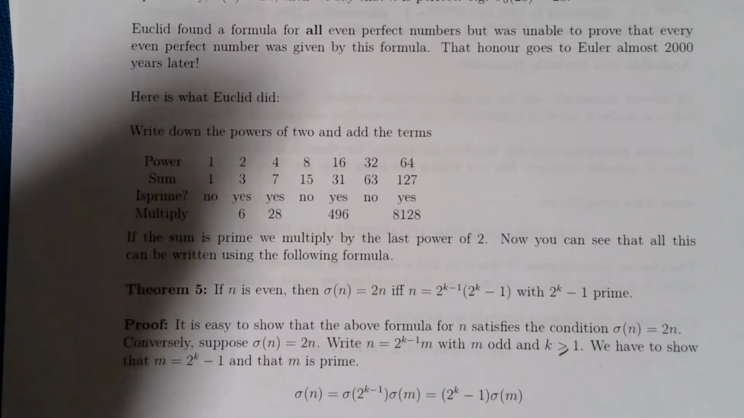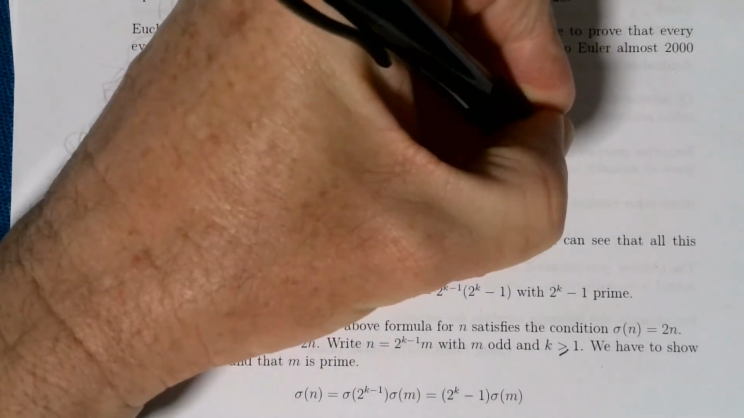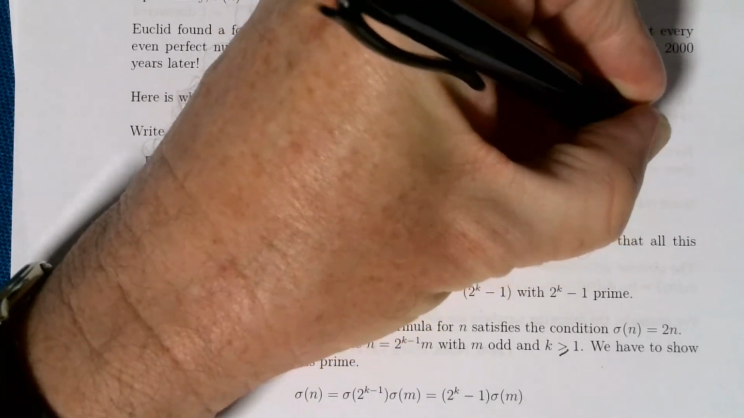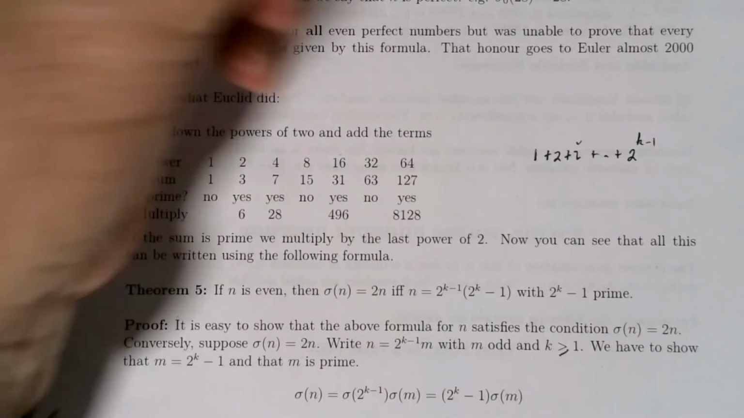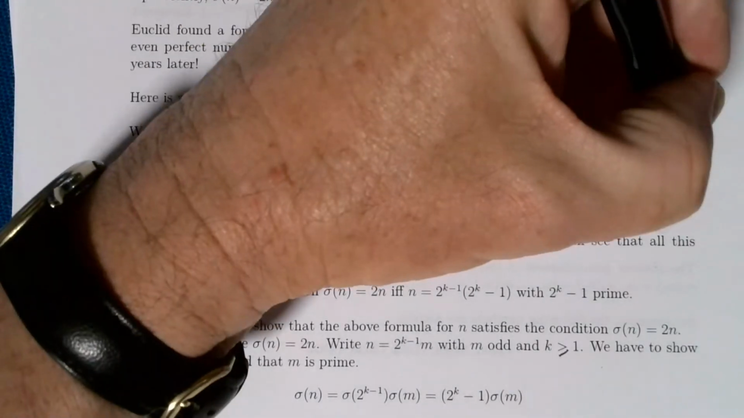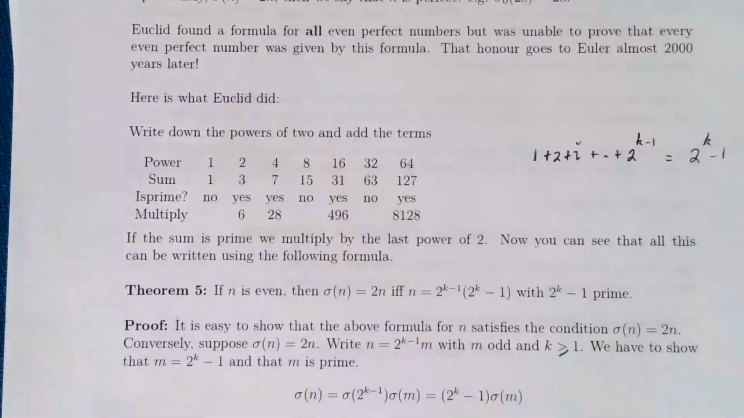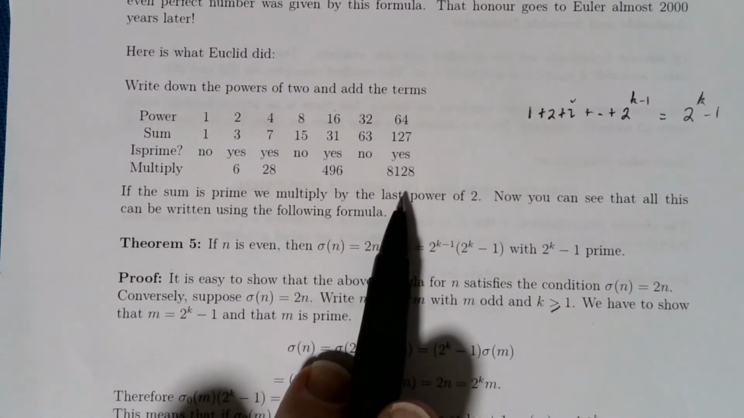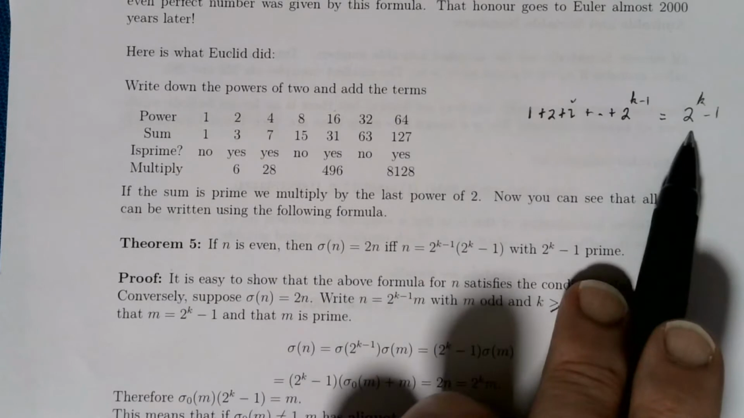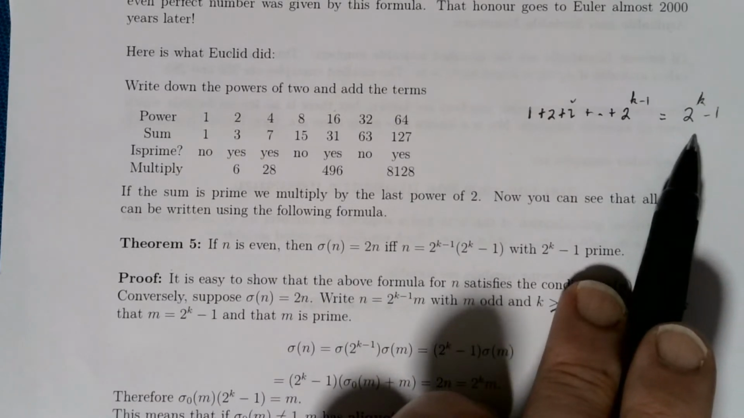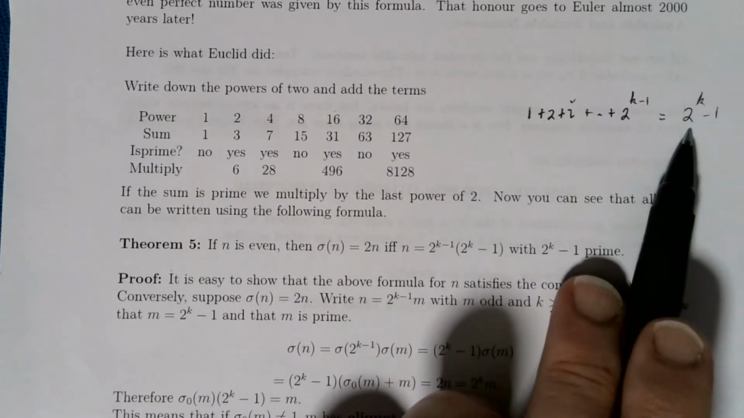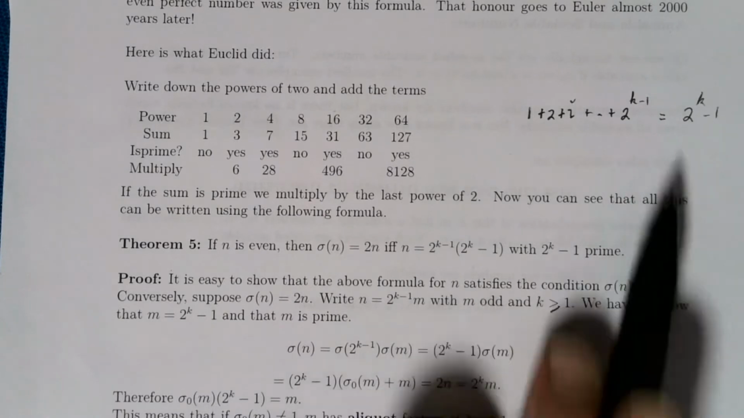If you add up 1 plus 2 plus 2 squared up to 2 to the k minus 1, that's a geometric series, and if you add this up, we've seen before, you just get 2 to the k minus 1. So what we've done here in this little schema is we've added up the partial sums, which gives me 2 to the k minus 1, and then we multiplied it by the last power of 2, which is 2 to the k minus 1, and provided this number here was prime, this should give me an even perfect number. And there's our little theorem.